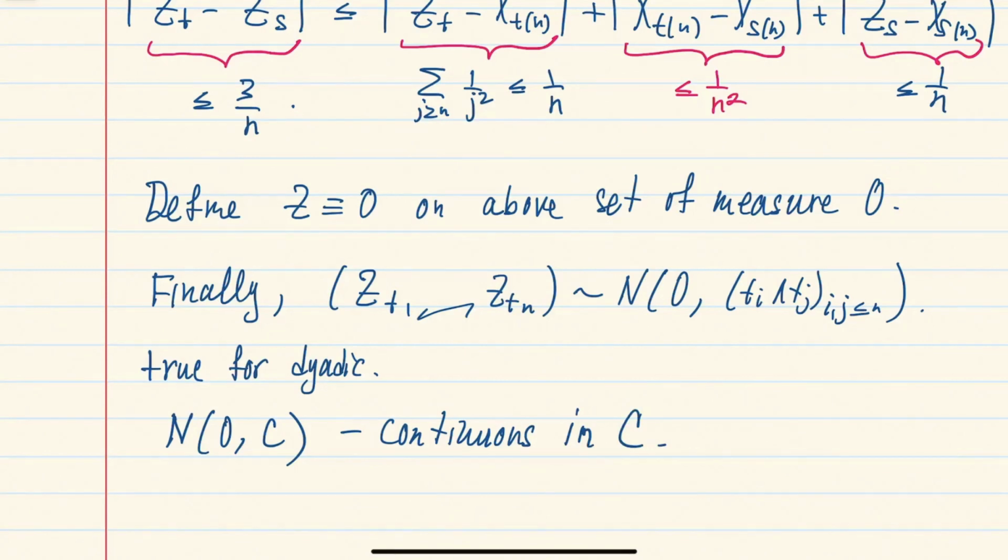Okay, so we constructed a process with the same finite dimensional distributions, and it's now sample continuous. So it is by definition a Brownian motion. So in other words, we constructed a Brownian motion.